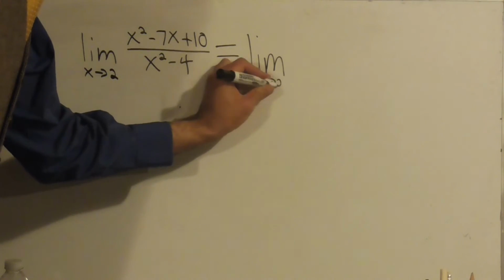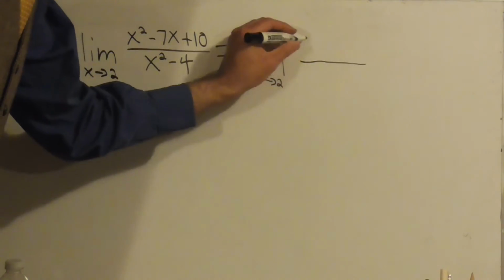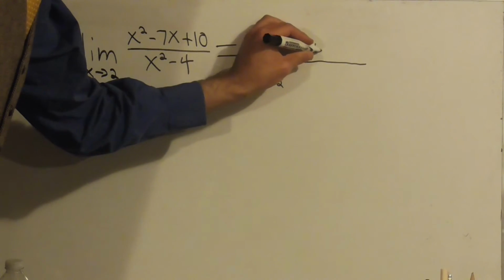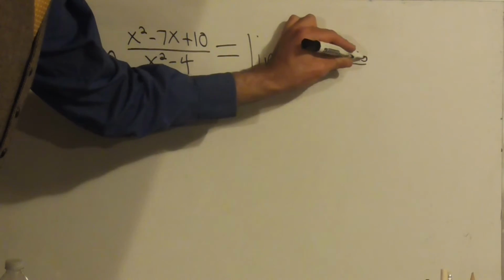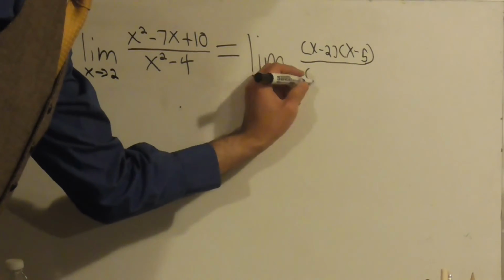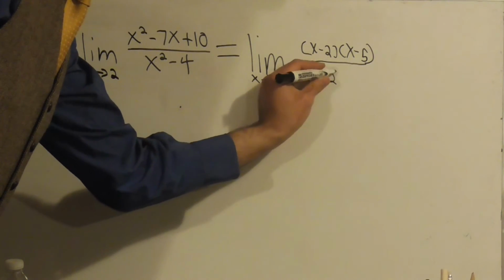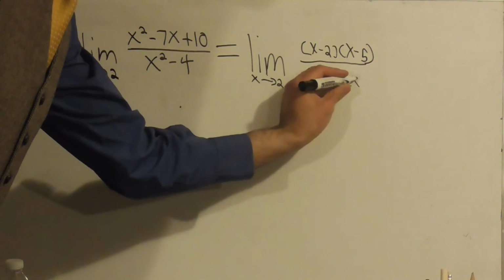and you want to make sure, just for consistency, to rewrite the limit. The factorization is, in the numerator we have x minus 2 multiplied by x minus 5. And in the denominator we have x minus 2 multiplied by x plus 2.